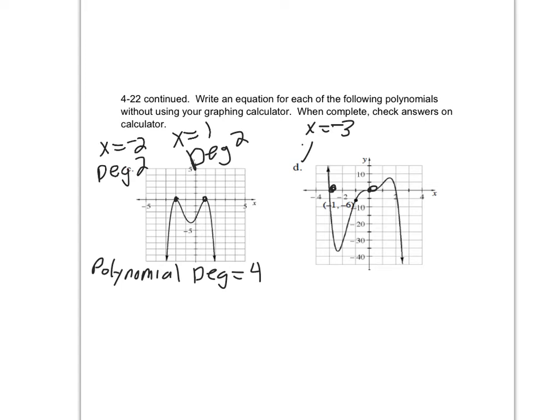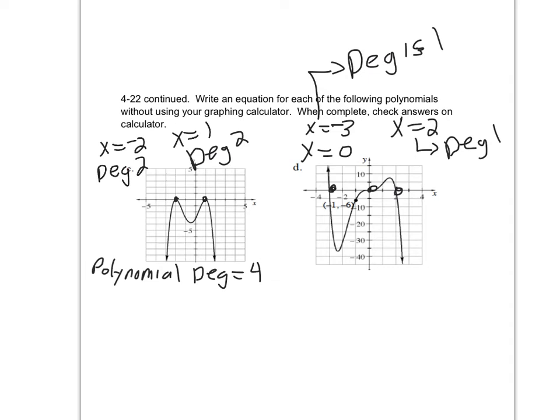x equaling 0, and x equaling 2. At x equaling 2, your degree is 1. At x equaling negative 3, the degree is 1.